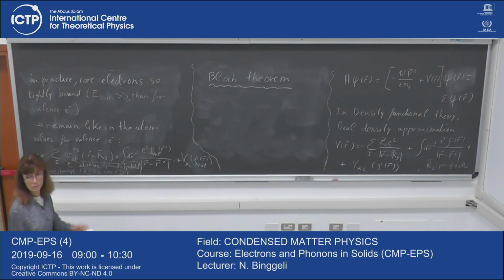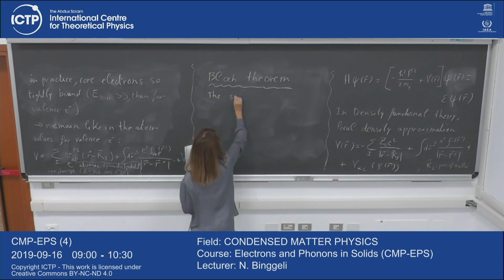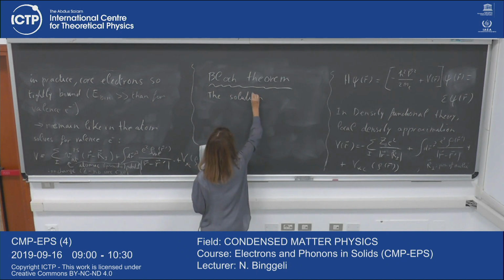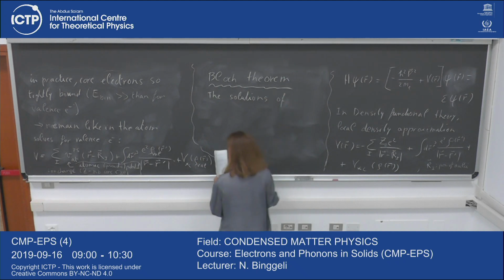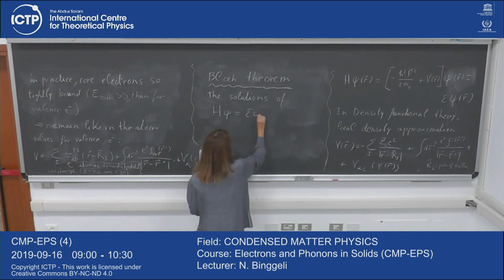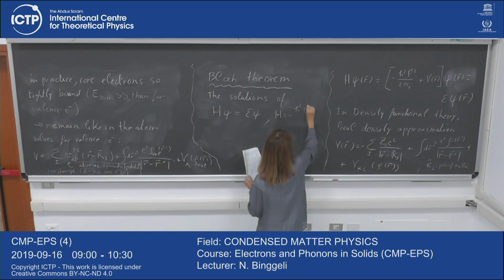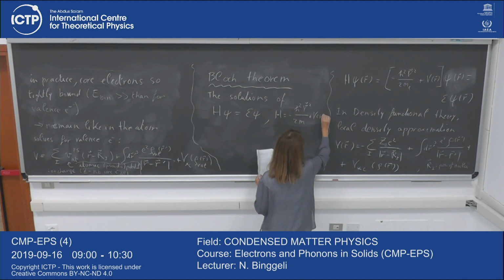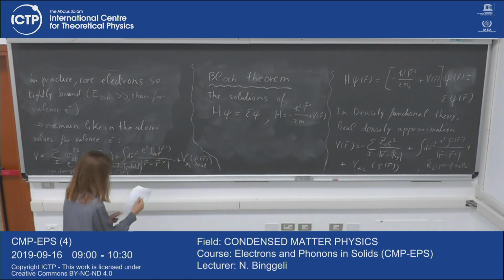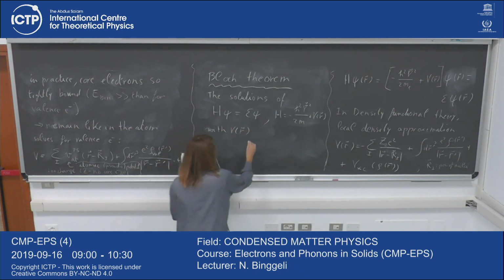So the Bloch theorem, which many of you already saw, states the solutions of the Schrodinger equation H psi equals epsilon psi, with H the Hamiltonian being the kinetic part, H bar squared over 2m times the Laplacian, plus V of R, the potential, with V of R being periodic.